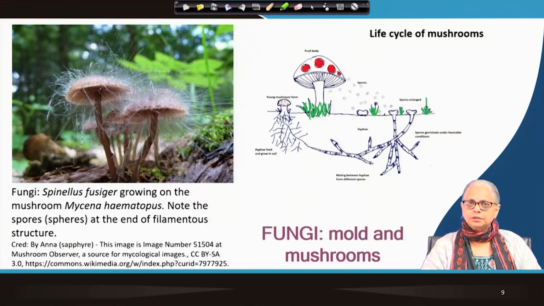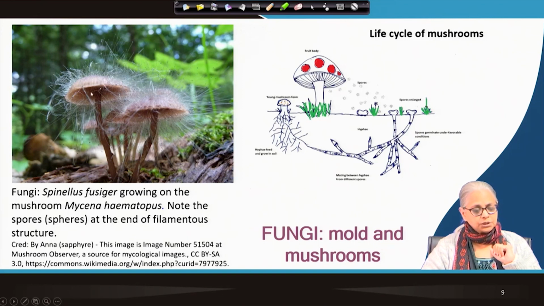Here we have an example of an interesting combination of mold and mushrooms. Mushrooms are multicellular fungi. Mushroom also has spores where each spore can result in a new mushroom. So that is also true, but the mushroom by itself is a multicellular organism. So here you have spinellus growing on the mushroom Mycena hematopus. So you have two different organisms growing together, and you can see the conidia and the spores at the end of each one of these conidiophores.